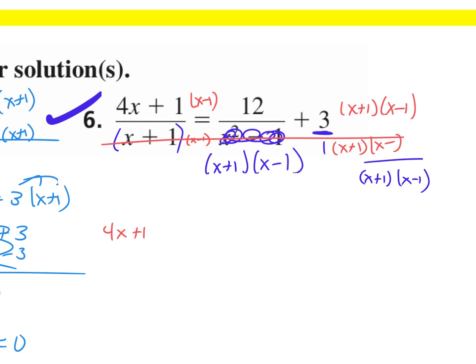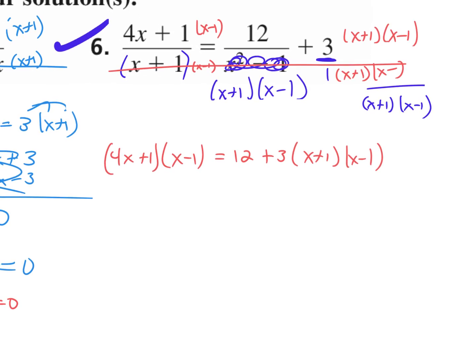You have 4x plus 1, this is x minus 1, equals 12 plus 3 times x plus 1, x minus 1. And this is just a big factoring problem. That's it. You're going to FOIL together and then factor if you can. So let's FOIL the first here.